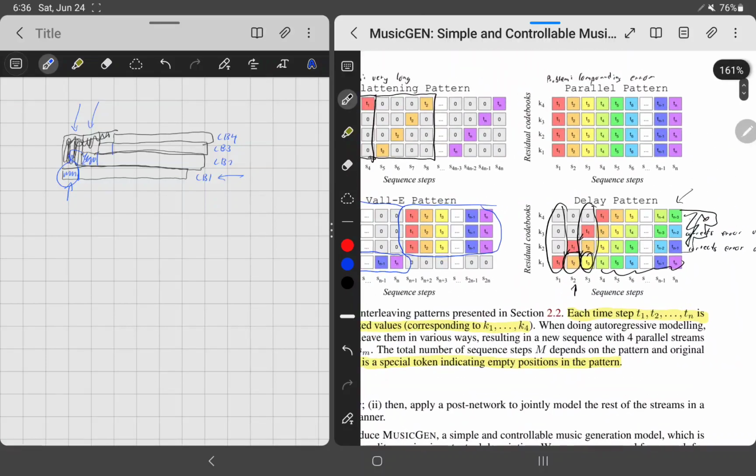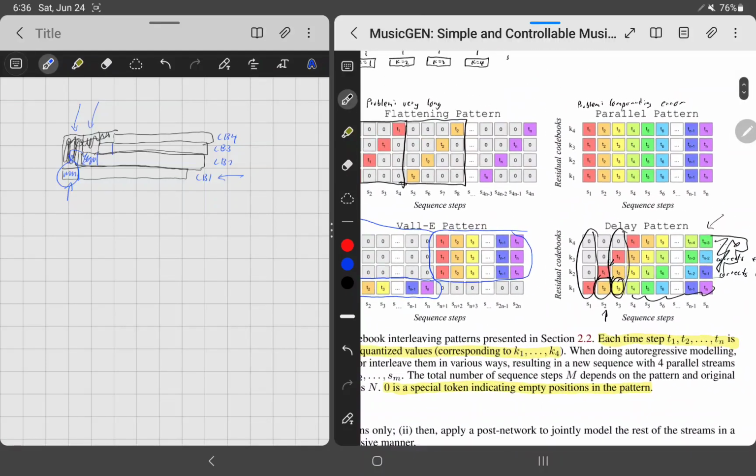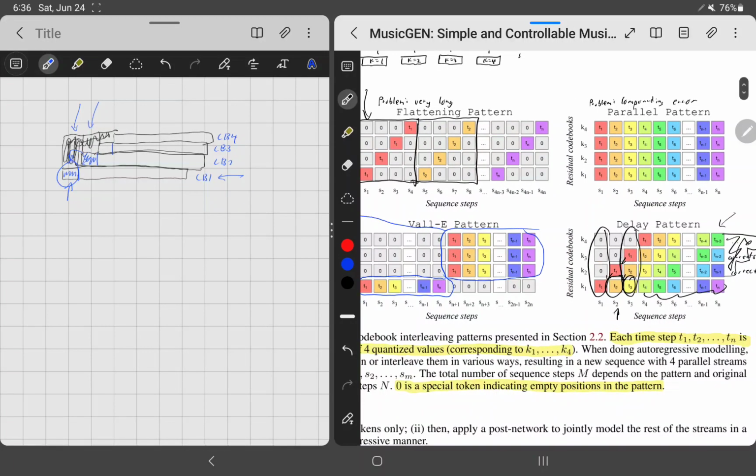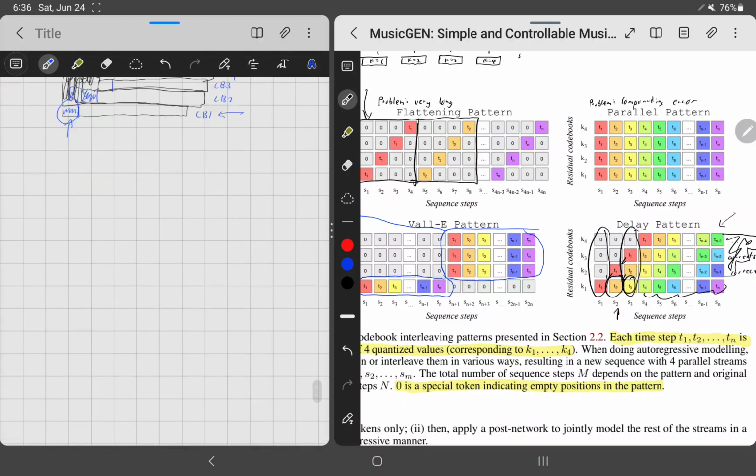Yeah, those are the token generation strategies. There are other strategies you could use, but these are the ones they look at. But that's basically all there is to it.